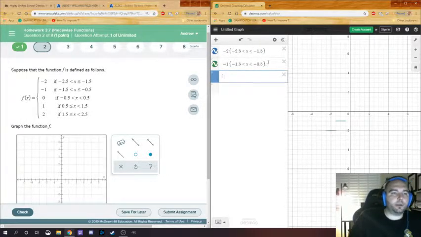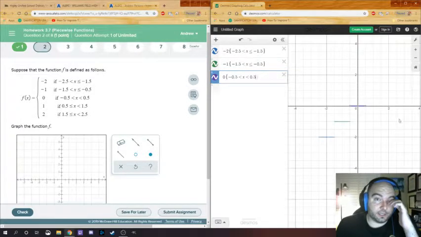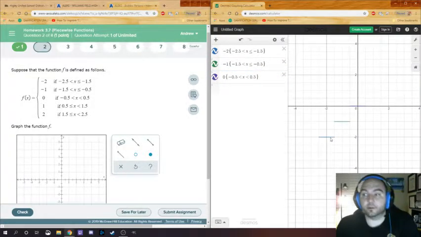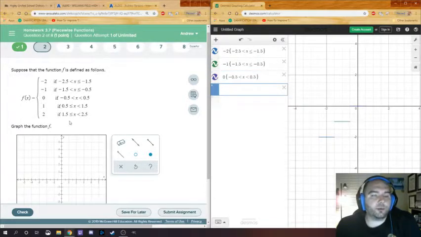Should I continue it? You know what? I'll do one more. 0, negative 0.5 less than x less than 0.5. So you'll notice what's happening as I'm graphing this is I'm getting little steps, right? We have little steps going up, up, up. As one step ends, it jumps up to a new step, and as that step ends, it jumps up to a new step. And you can guess the next two are going to happen as well.